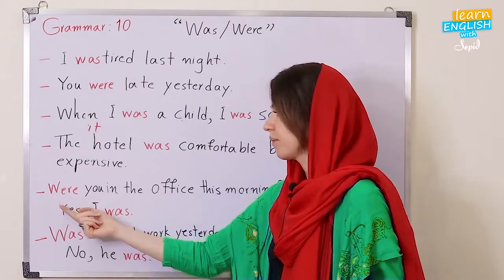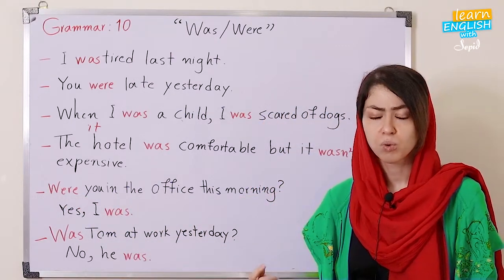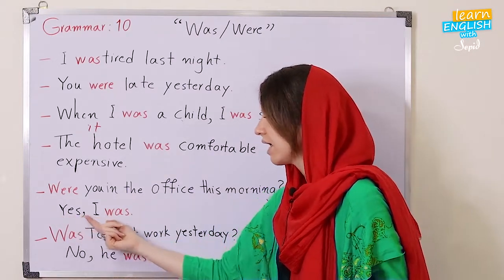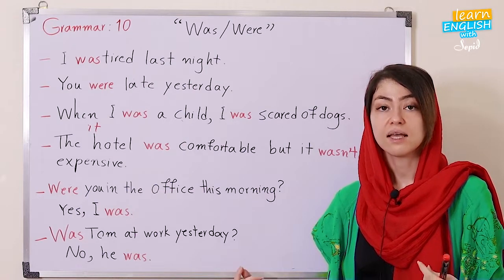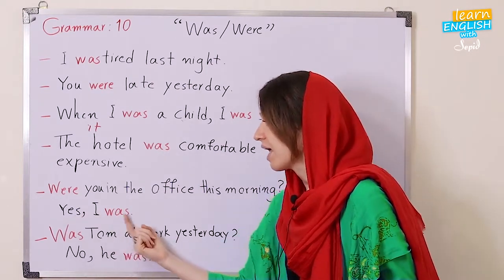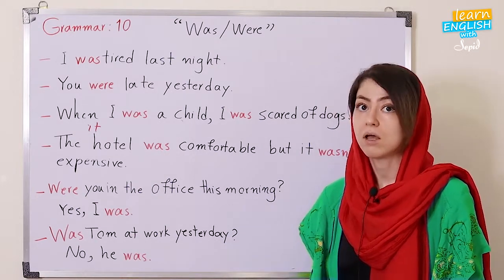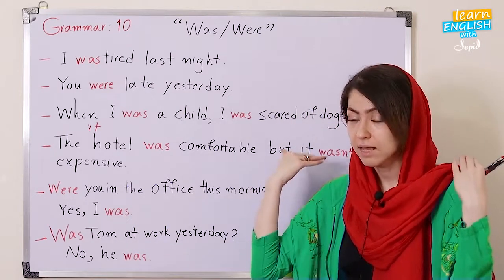The question form. Were you in the office this morning? Were you in the office this morning? Okay, so here it says, yes, I was, the short answer, okay? Instead of yes, I am, we should answer yes, I was, okay? So pay attention to this point because we are talking about the past tense.